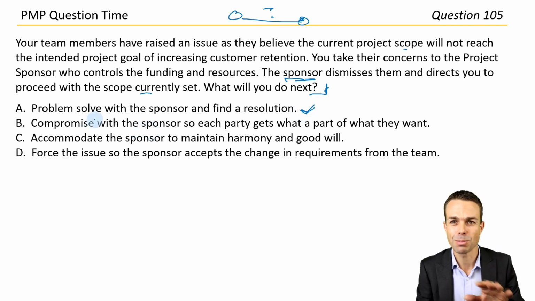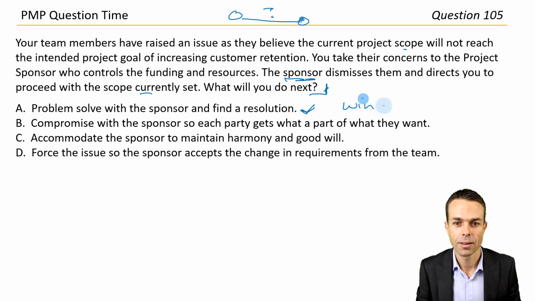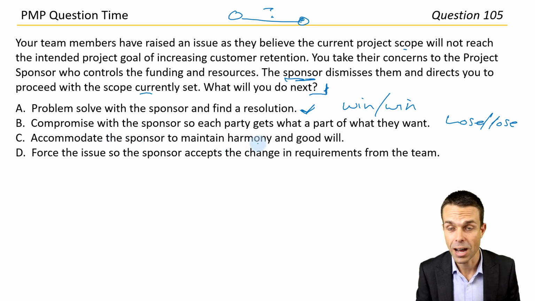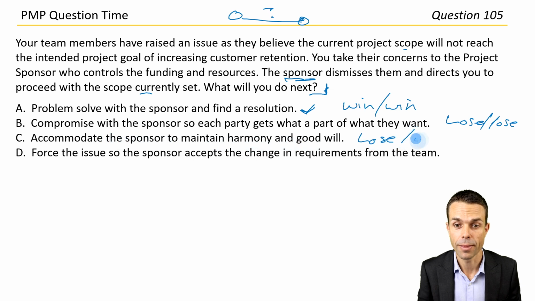Okay, well this is the different types of conflict, I think. So this is win-win, I think. It's something like that anyway. Compromise with the sponsor, so each party gets a little bit of what they want. That's actually a lose-lose. Again, I hope I'm on the right track here. Accommodate the sponsor to maintain harmony and goodwill. So we lose a little bit and they win.